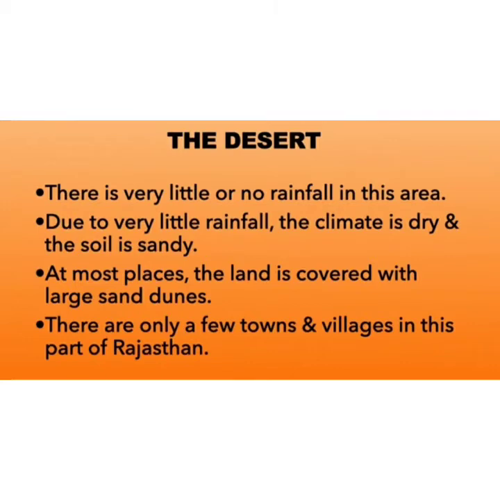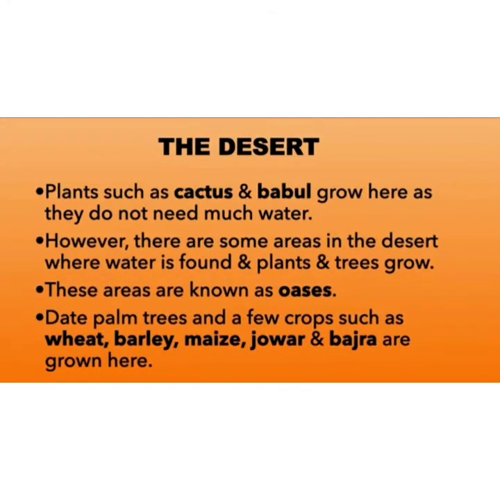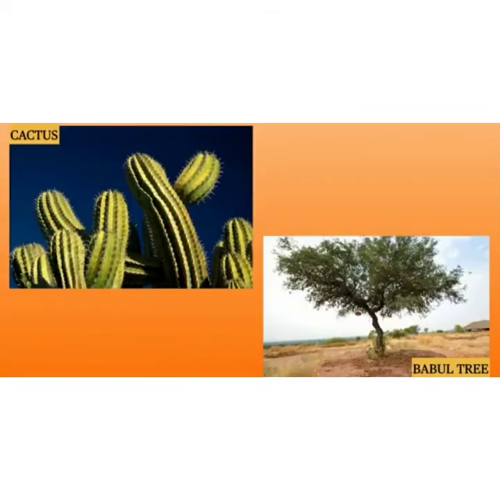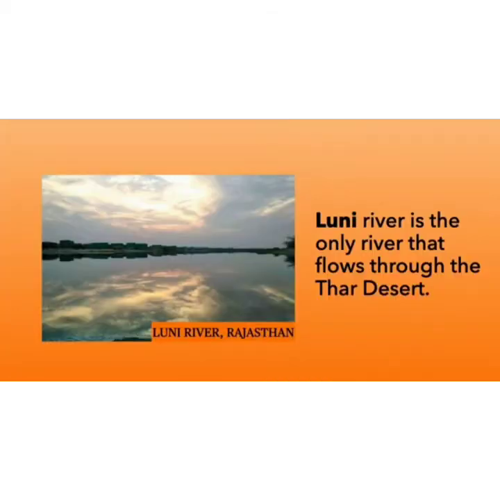There are only a few towns and villages in this part of Rajasthan. Plants such as cactus and babool grow here as they do not need much water. However, there are some areas in the desert where water is found and plants and trees grow. These areas are known as oases. Date palm trees and a few crops such as wheat, barley, maize, jowar are grown here.